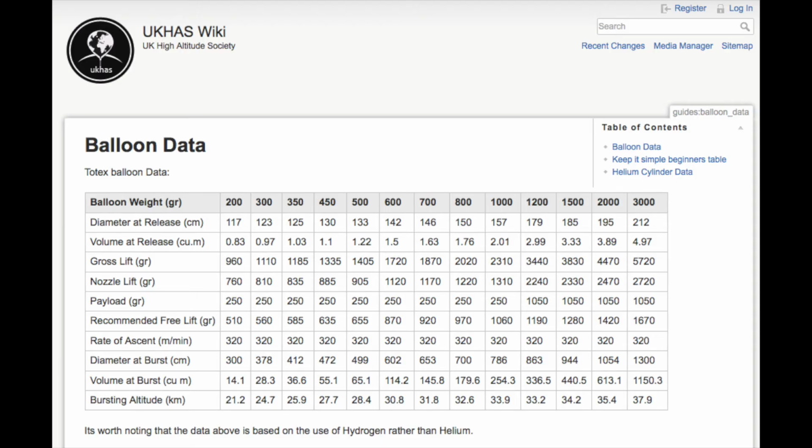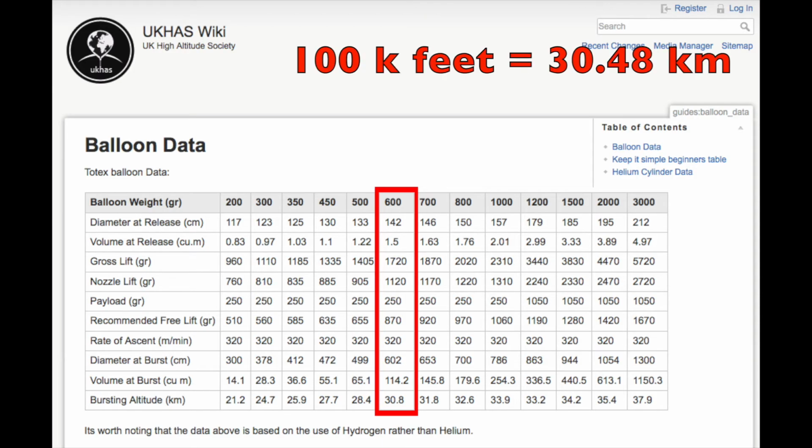Using the data we looked at before, my initial plan is to use a 600-gram balloon to take the payload to about 100,000 feet. So how do I know how much helium I'm going to need to launch my balloon to the targeted burst altitude? There are several online calculators we can use. I'm going to show you one from habhub.org.